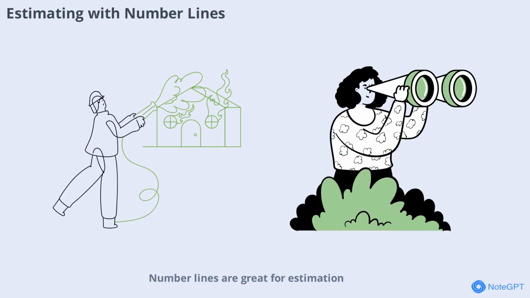Number lines are great for estimation. By looking at where a number falls between two known values, we can make quick, reasonable guesses. This skill is useful in everyday life, from shopping to planning travel times, and helps build number sense.